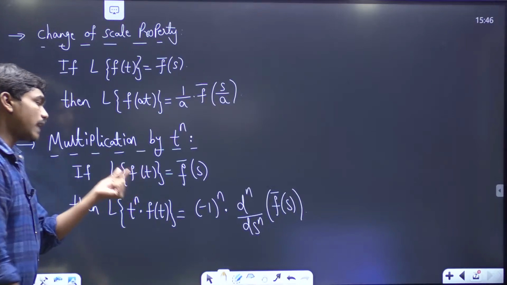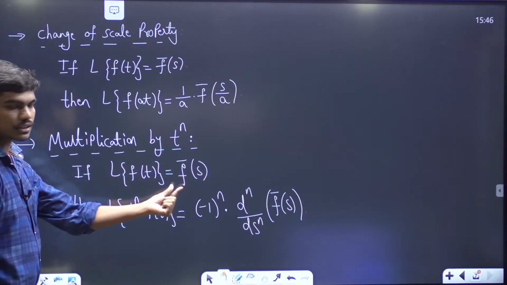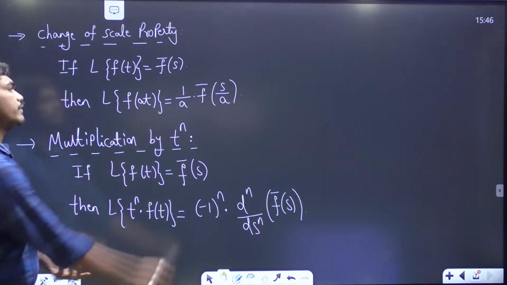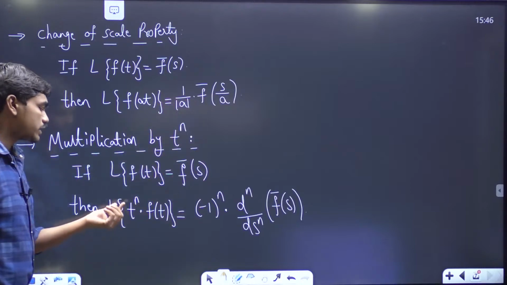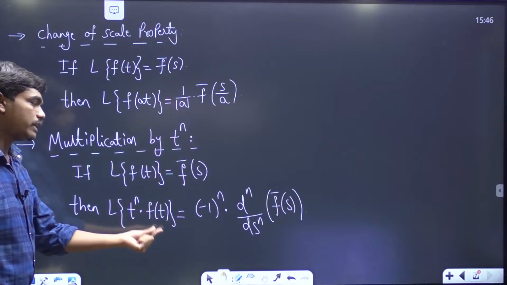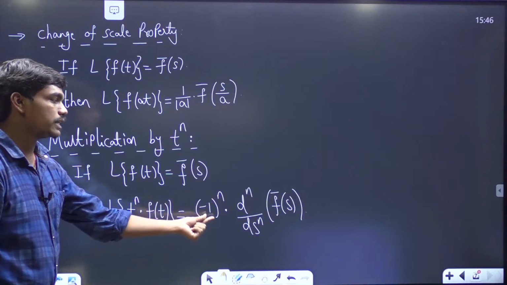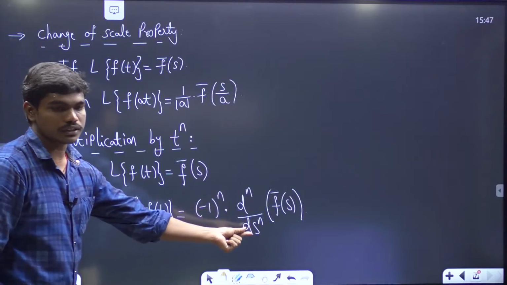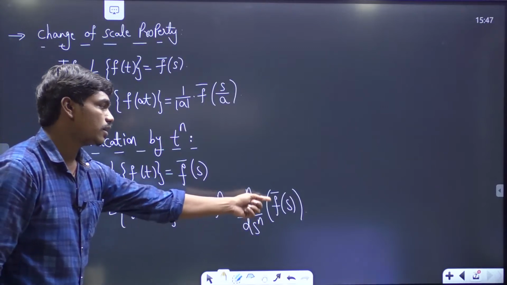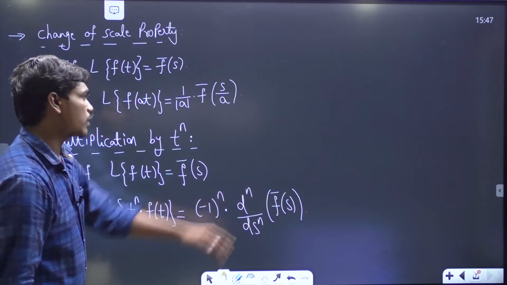Means if you know that the Laplace transform of f of t is f bar of s, of course, if you want, you can put modulus here, no issues. So see here, Laplace of t power n into f of t is equal to -1 whole power n into the nth derivative of this function with respect to s, f bar of s. Okay, so this is what we have.